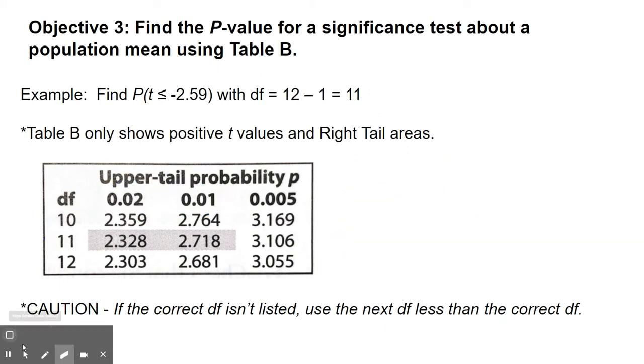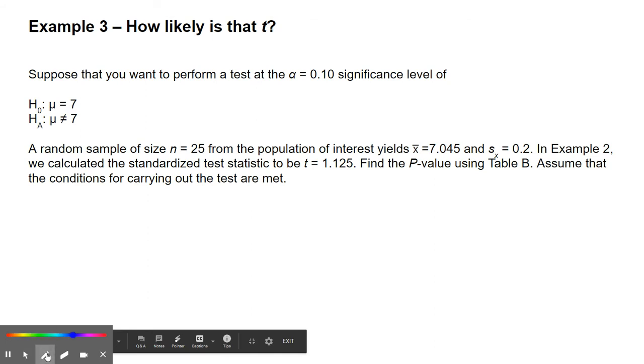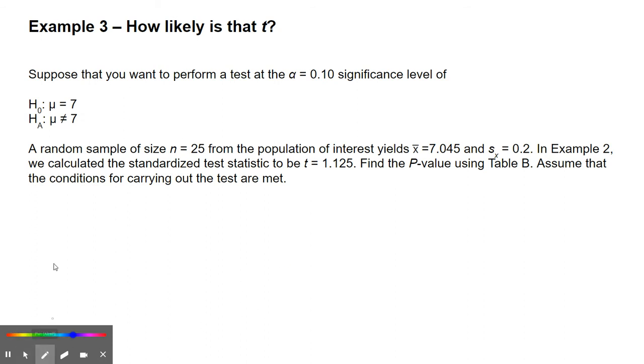Let's take a look at our last problem here. This branches off of example 2. Suppose you want to perform a test at the alpha equals 0.10 significance level of null hypothesis mu equals 7, alternative hypothesis mu does not equal 7. A random sample of size n equals 25 from the population of interest yields a sample mean and sample standard deviation. We calculated the test statistic to be 1.125. Find the p-value using table B. Assume the conditions were met. Notice that this alternative is two-sided. In the example I just did, it was one-sided, I think it was less than. So think about that as we go through this problem.